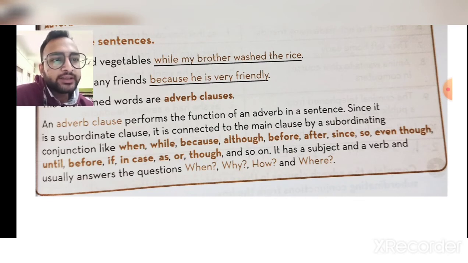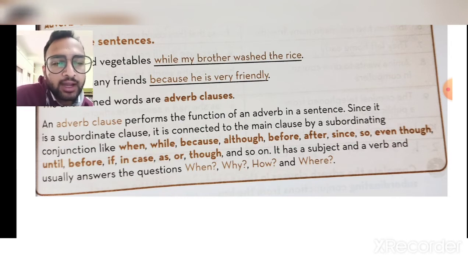It has a subject and a verb and usually answers the questions when, why, how, and where. So this sentence gives answers to questions like when, why, how, where. You can see he has many friends. You will ask why? Because he is very friendly. I chopped vegetables while my brother washed the rice.